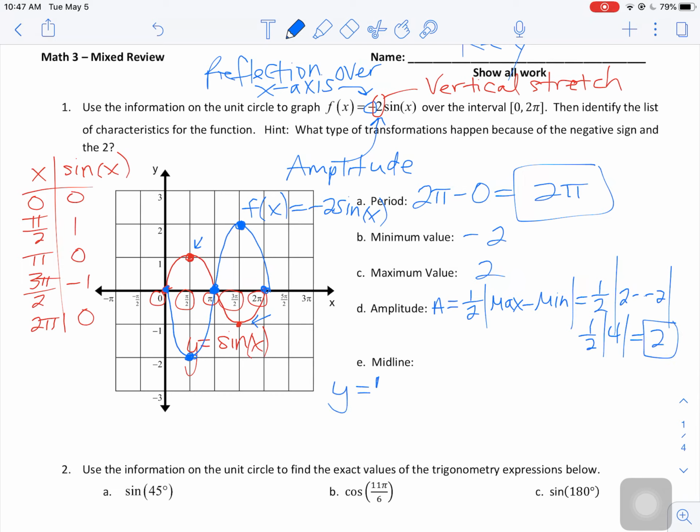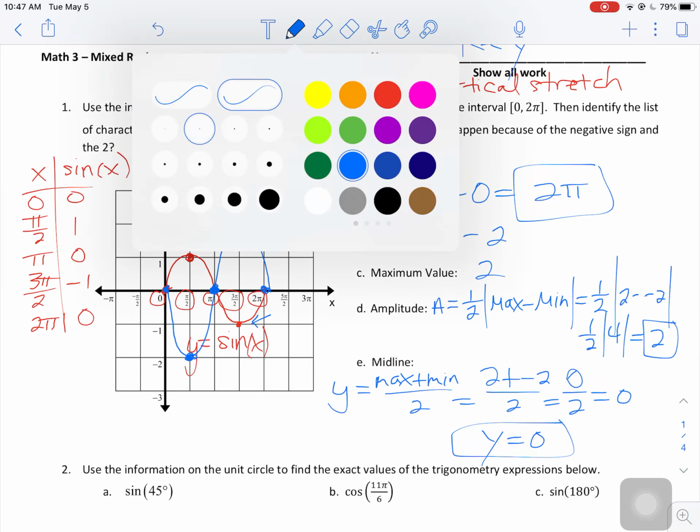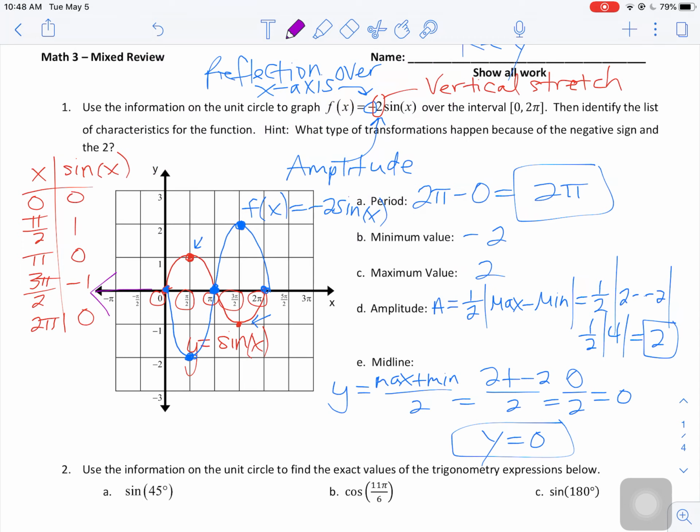And then my midline is y equals the max plus the min divided by 2. So 2 plus -2 divided by 2 should still be 0, because we didn't have any vertical translations or anything. So y equals 0. And again, to tie everything together, this purple horizontal line I'm drawing here on the x-axis, y equals 0, that's my midline. So the distance from the midline up to the max is 2, and the distance from the midline down to the minimum is also 2. And that should be my amplitude, which, sure enough, it is.